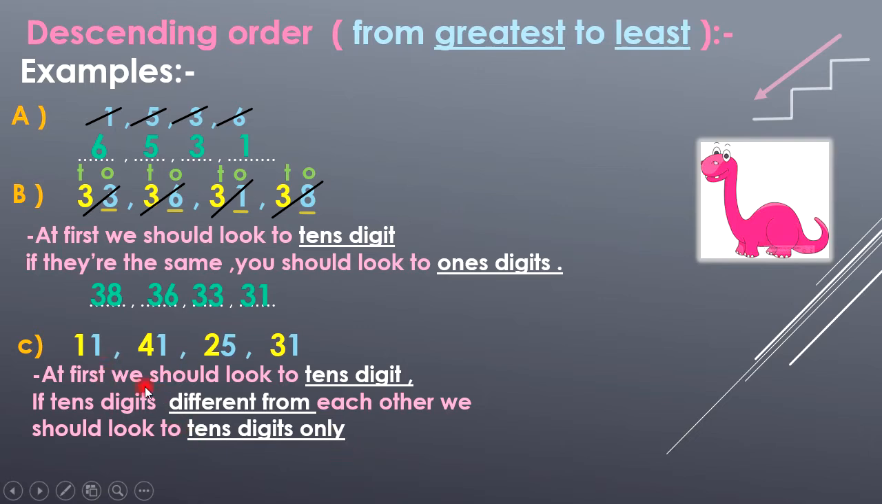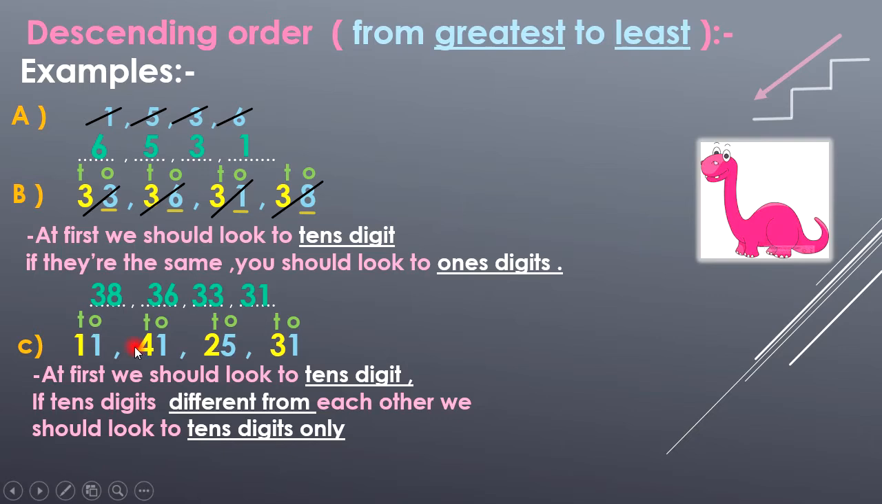So again, first we should look to the tens digit. Where's the tens digit? At the tens home. Let's put the homes at first. Ones home and tens home, ones home and tens home. Okay, we said that the tens digit is the number in the tens home.